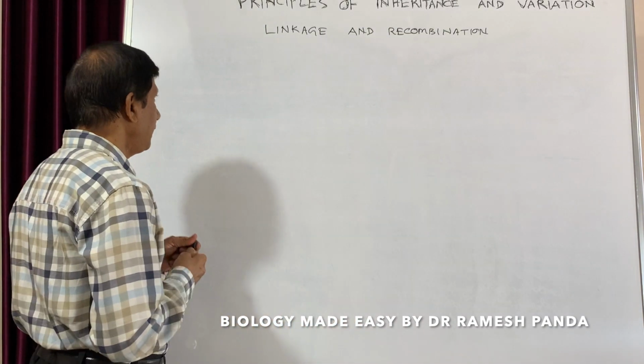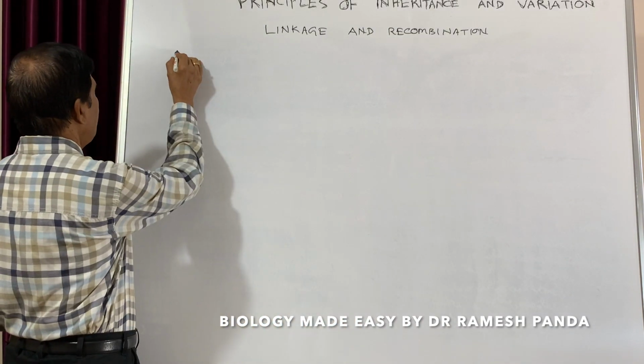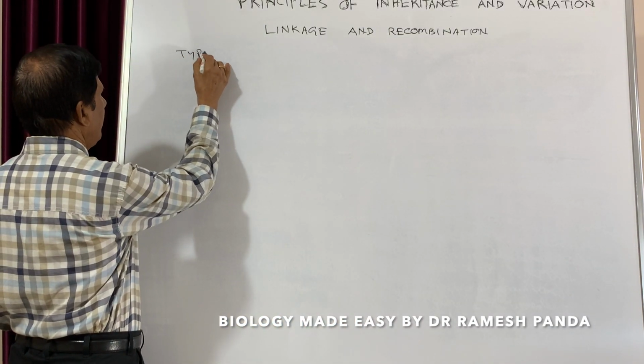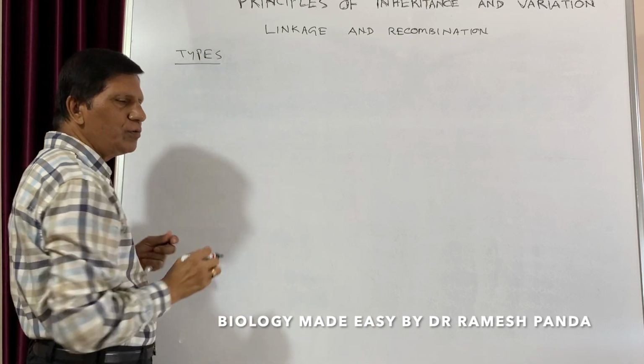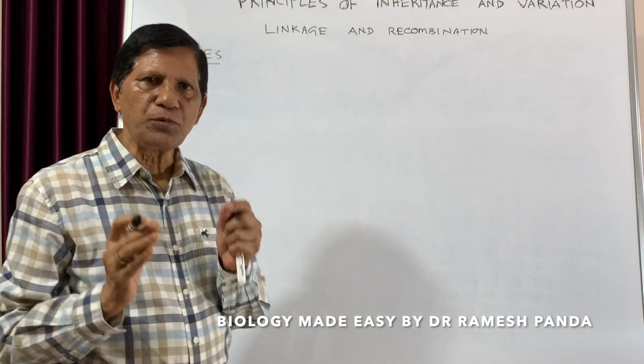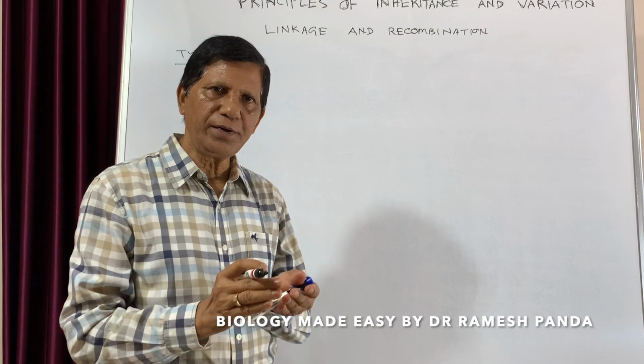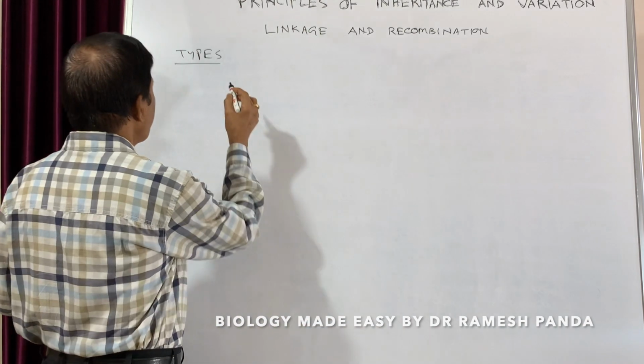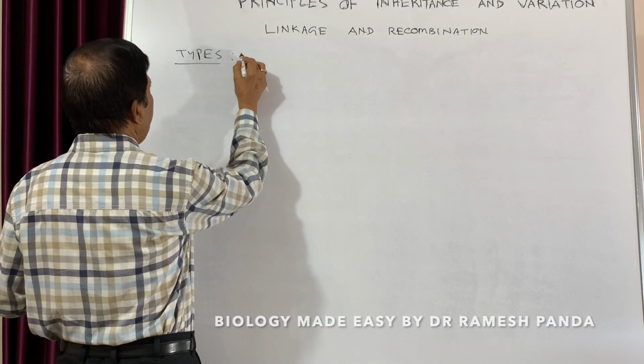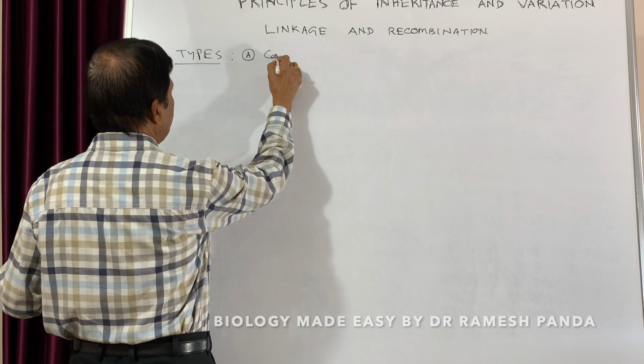First, the types of linkage. Usually, the linkage is of two types. It may be complete or it may be incomplete. It may be complete linkage.